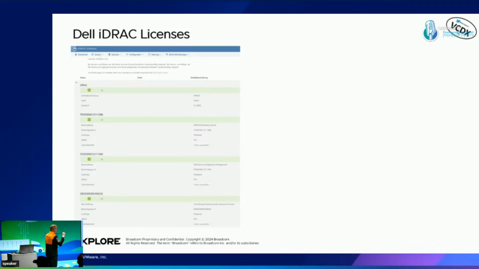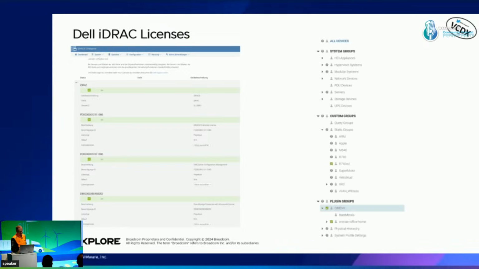Attention, there's an old license called OMEVV, OpenManage Integration for VMware vCenter. Don't use that license anymore. That product is deprecated and is no longer going to be continued. For the new one, you need this Advanced Plus license.